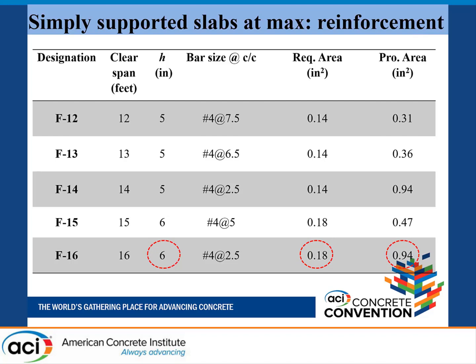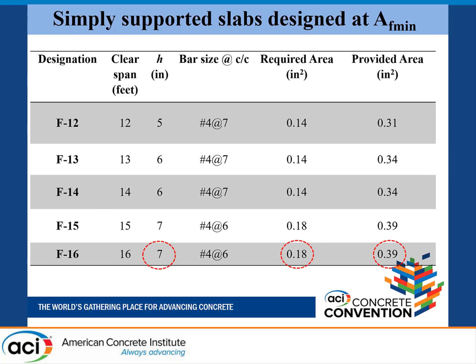Either you increase the thickness or you increase the reinforcement area. So for example, if we go here and the required area of reinforcement is 0.18 and I provide 0.39 as required by the code as a minimum reinforcement, I have to increase the thickness to satisfy the deflection problem. So the designer has two options, either to play with thickness or to increase the area of reinforcement to control the deflection. So deflection is a major issue when you are designing with FRP bars.